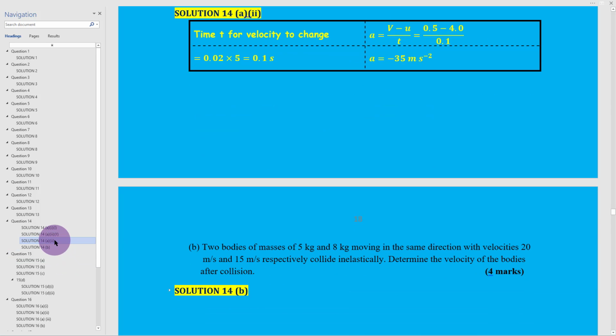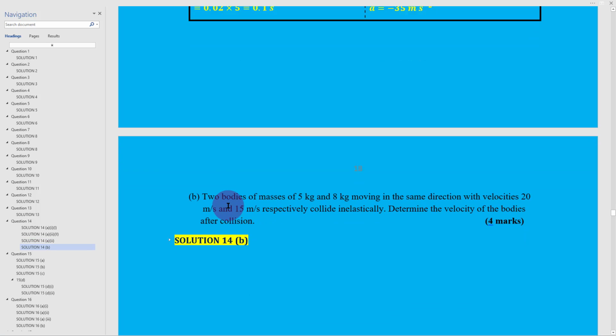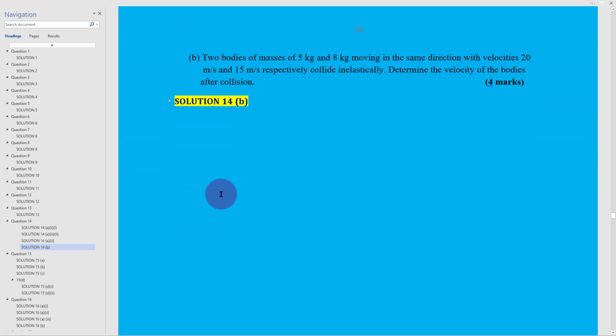Let's go to the next part here, where we are told that two bodies of mass 5 kg and 8 kg moving in the same direction with velocities of 20 meters per second and 15 meters per second respectively collide inelastically. When objects collide inelastically, it means that kinetic energy is not conserved. It's only momentum which is conserved. Determine the velocity of the bodies after collision.